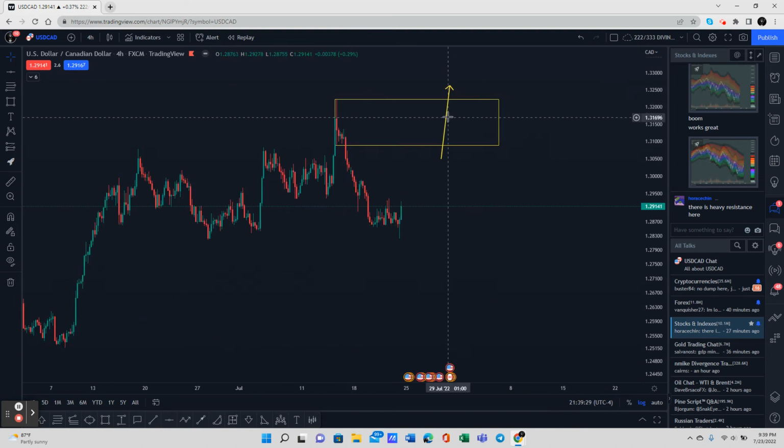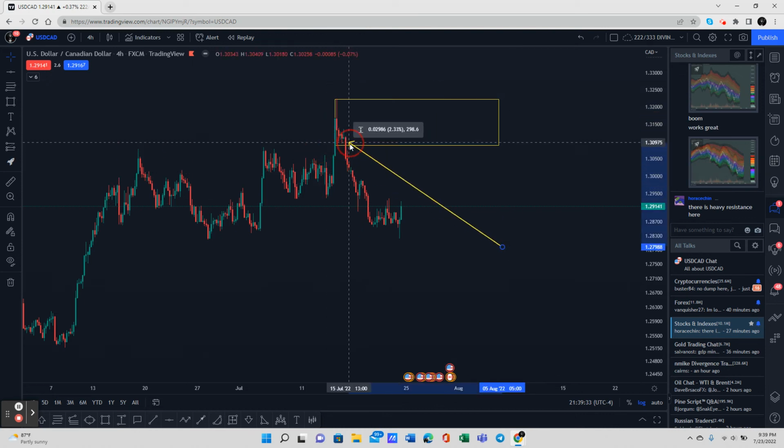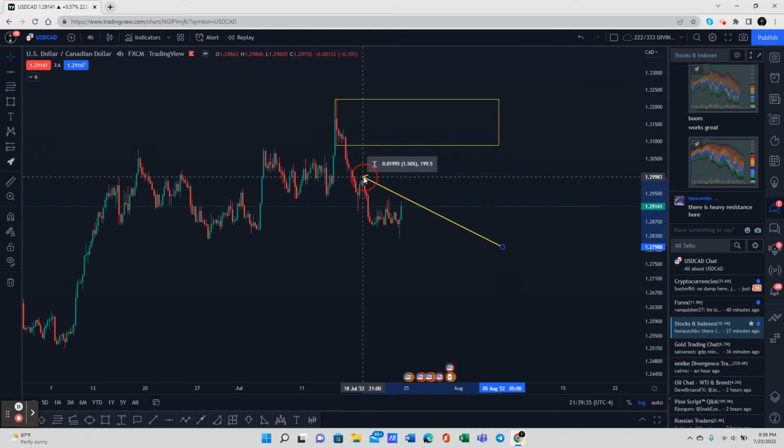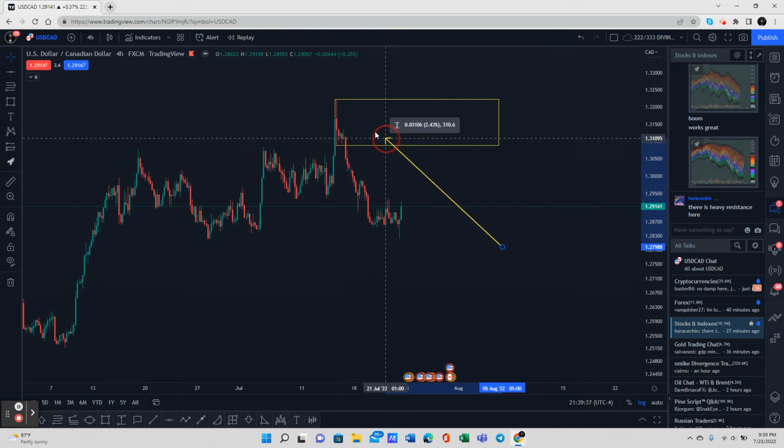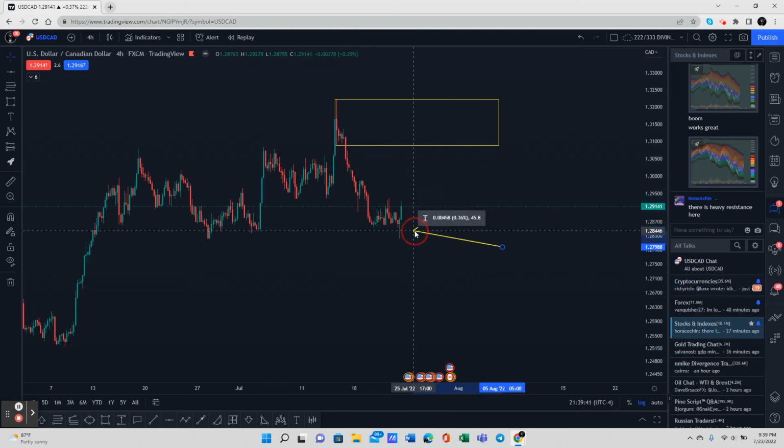Now there we go. So now this is a supply zone. Why supply zone? Because this right here, this major candle came out and broke. Now, have we had a retest of this zone yet? No, we have not, but we have had a continuous drop down.